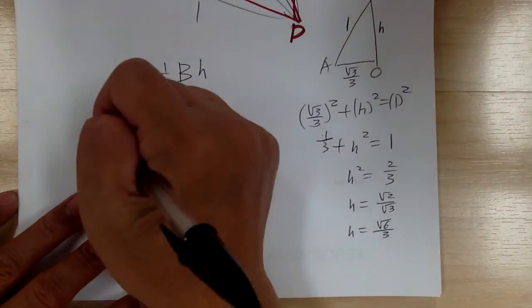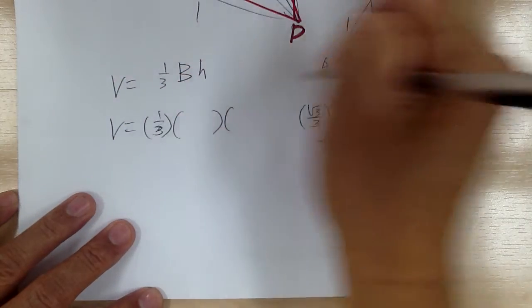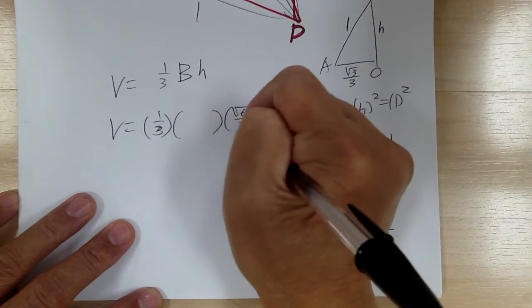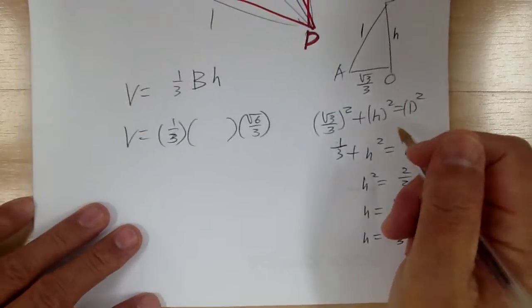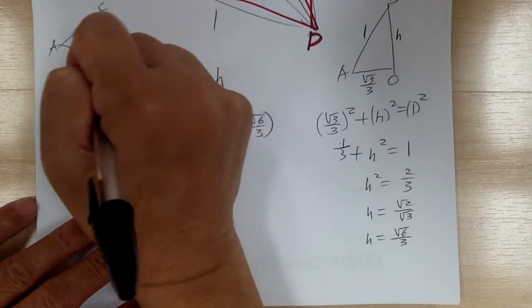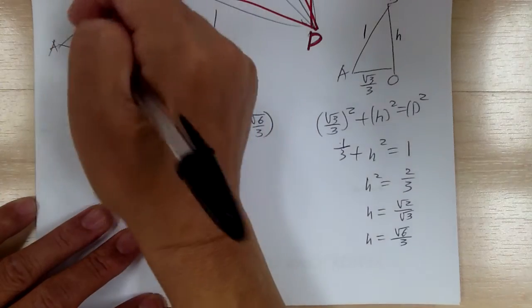Okay, so we have the H. Okay, again you go off to the side so you don't clutter up your major steps. Now you have to figure out the base area. Well, the base area is an equilateral triangle. Okay, so you have the A, C, D, with each side equal to 1.